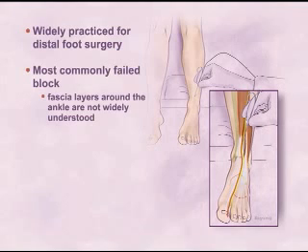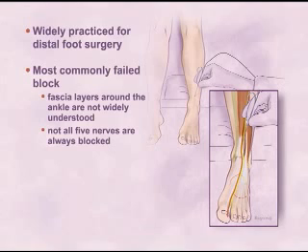The fascia layers and the relative position of the 5 nerves to the fascia layers around the ankle are not widely understood, and not all 5 nerves are always blocked, in ignorance or disregard of the fact that the areas of sensory nerve supply of the foot overlap, and this overlap is not consistent.